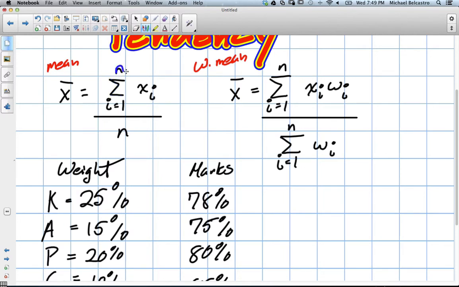N means the last term. So we don't know how many terms there are. Say I'm finding the average of 15 grades altogether. My N would be the 15th grade. So we're finding the sum of all 15 terms, starting at i being the first term. So i being 1 to start.